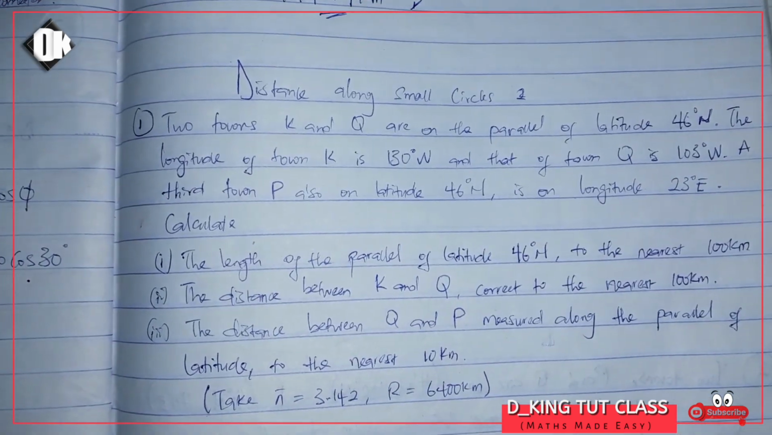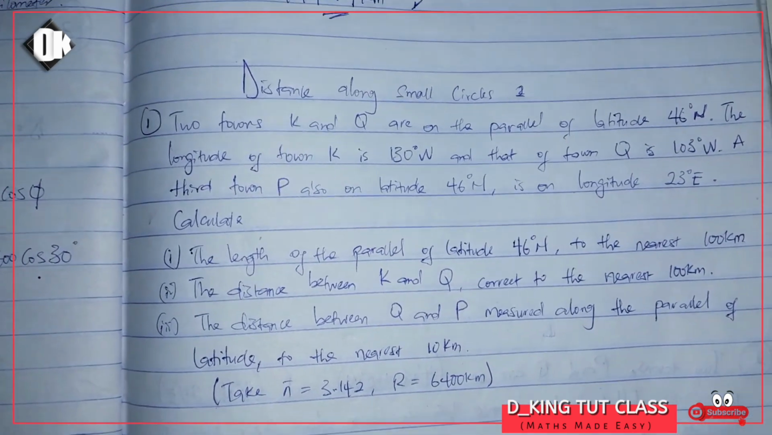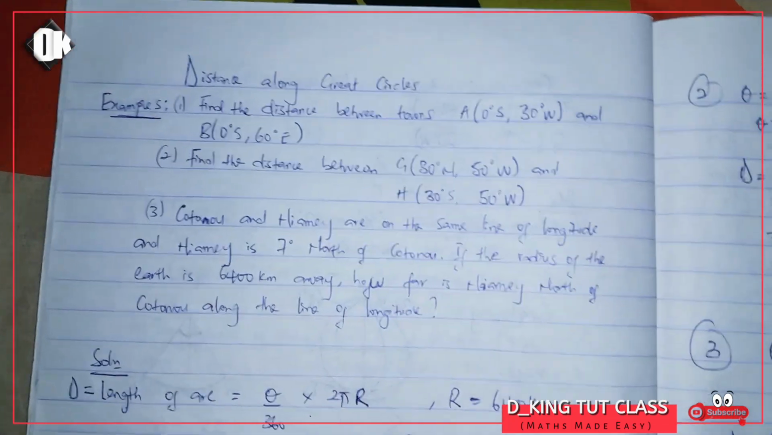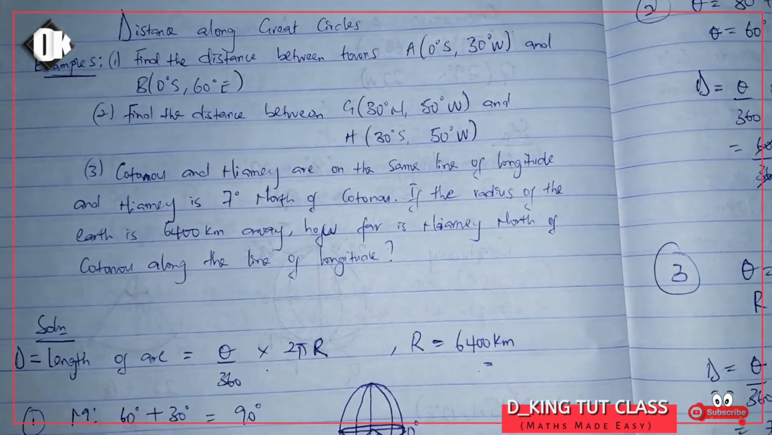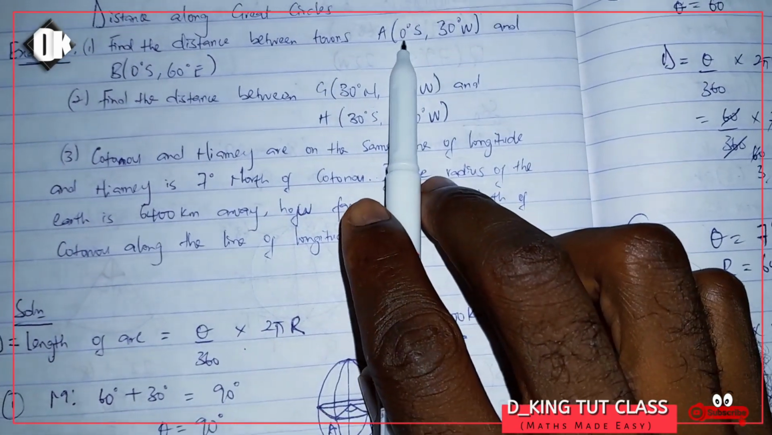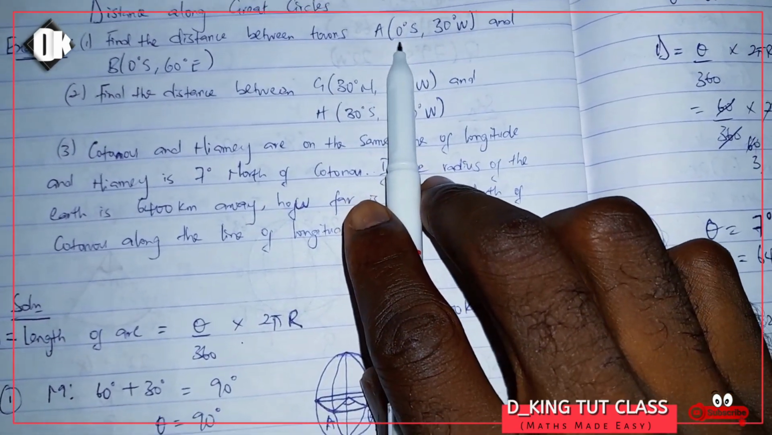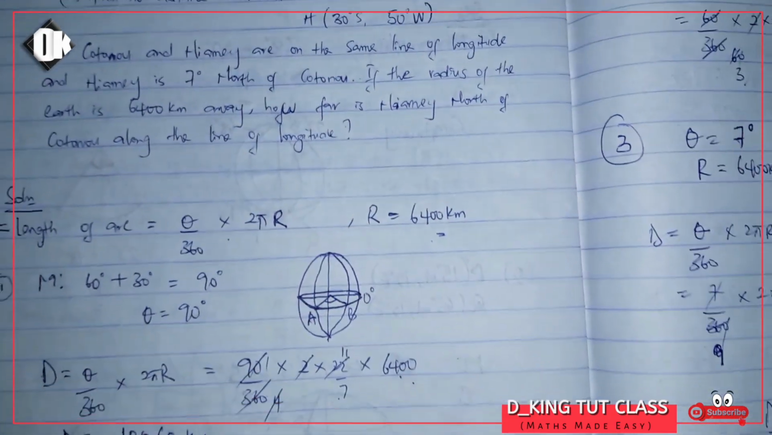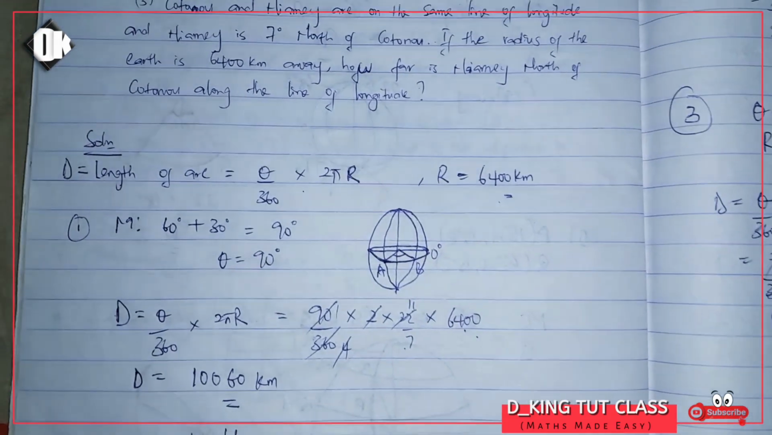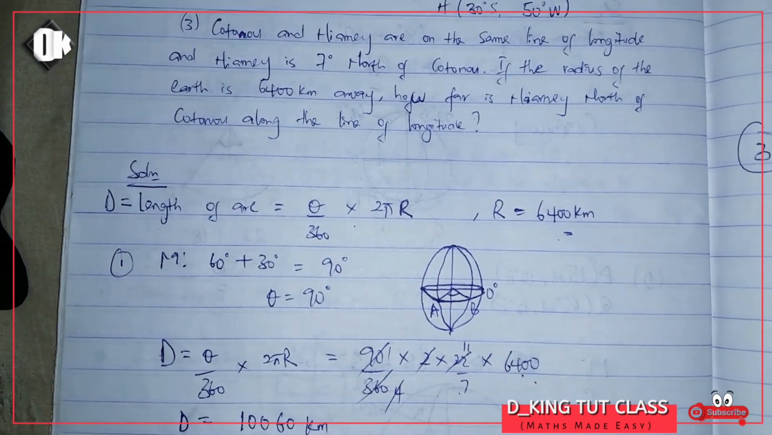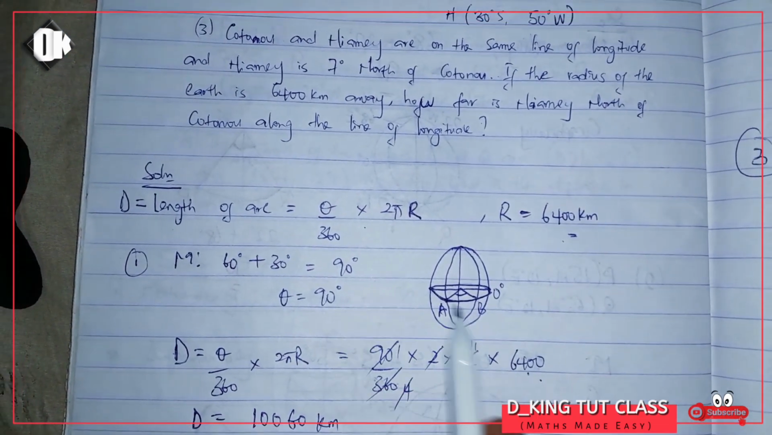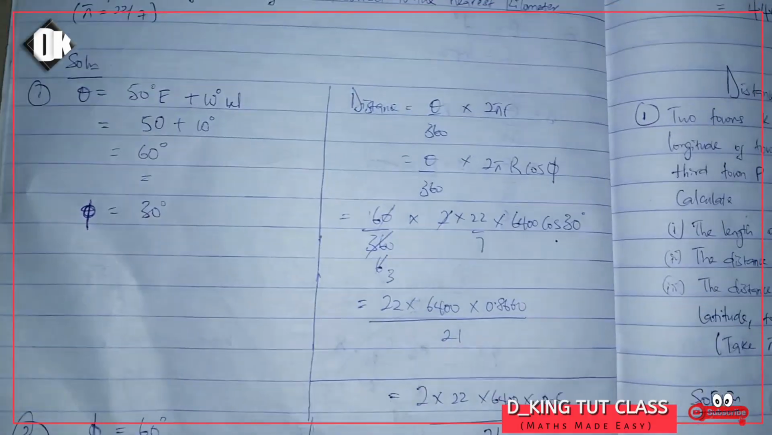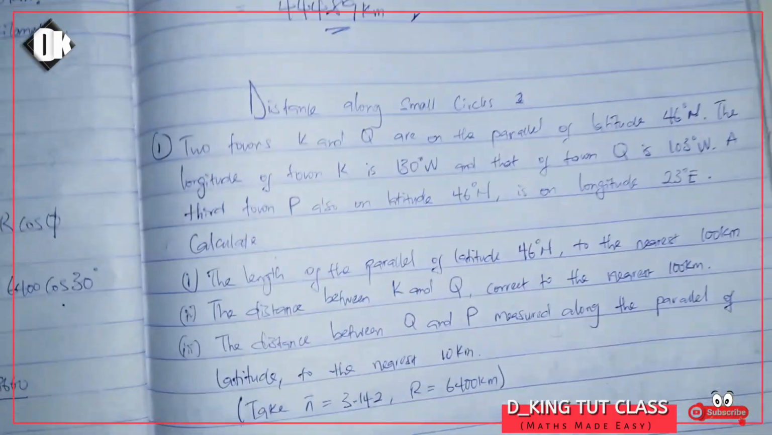Now, before we dive into today's topic, when we were looking at distance along great circles, the first example I gave there was a question under latitude. You notice that the latitude value of point A is 0, and B is 0. Why does it not affect our equation? Because if I use the formula for distance along small circles, I will still get this value as my answer. Okay, let's quickly go straight into today's topic.